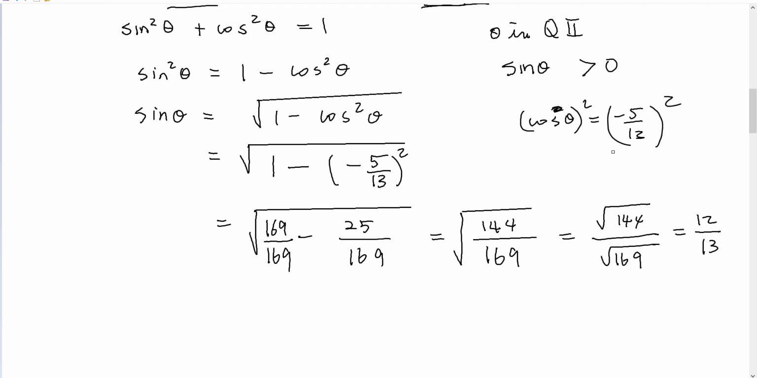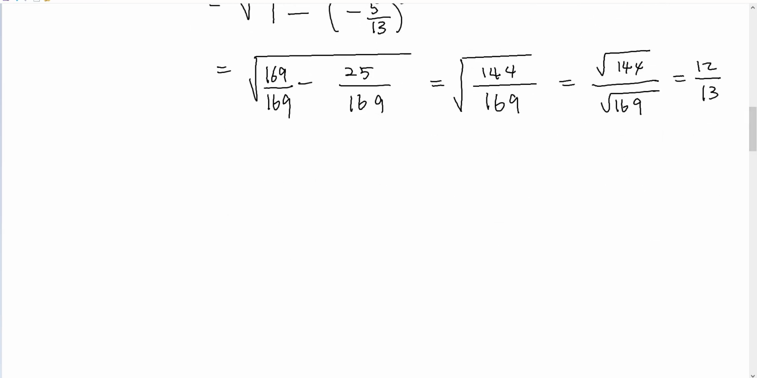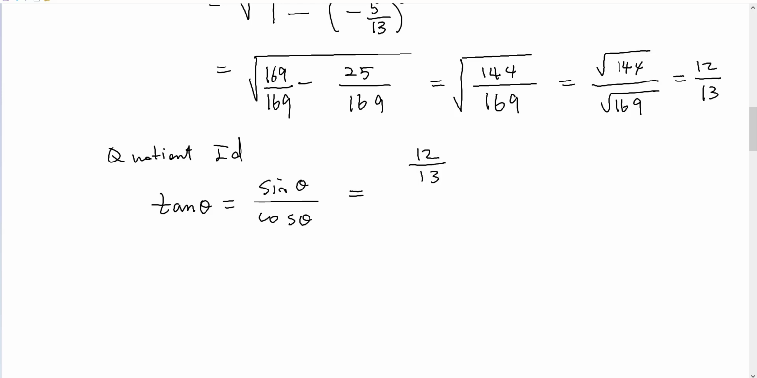Now I have sine theta, and cosine theta is given. So then there is a quotient identity, which says tangent theta is equal to sine theta over cosine theta. Sine theta we just found to be 12 over 13, and cosine theta was given to you as negative 5 over 13. Of course, the 1 over 13 cancels out, and what's left is positive divided by negative, so it's negative 12 over 5. So I got tangent theta.